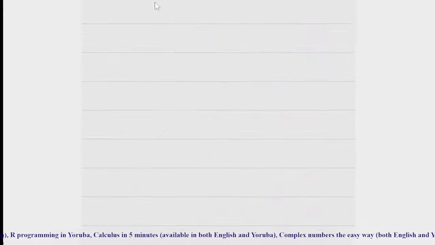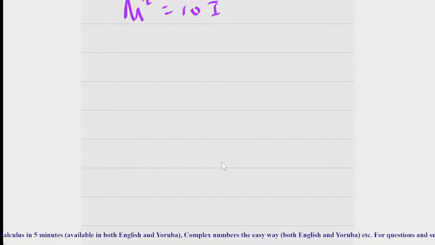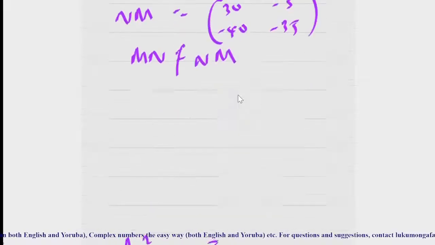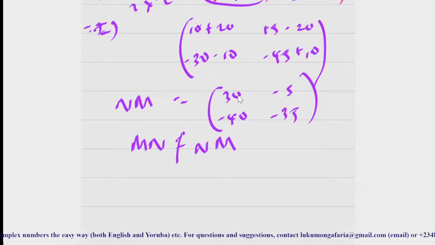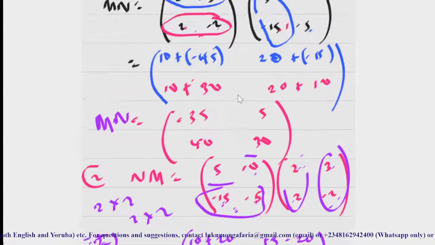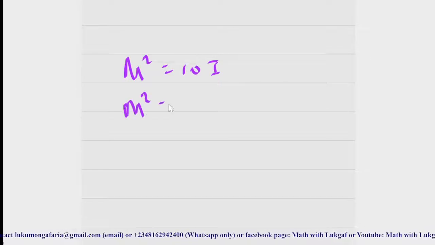We are to show that m squared is equal to 10I, where I is an identity matrix. I think we forgot to put it. We should put it: I is equal to the identity matrix. And my m is what? Let me check my m again. My m is 2, 3, 2, minus 2. So 2, 3, 2, minus 2. It means m squared will now be what?